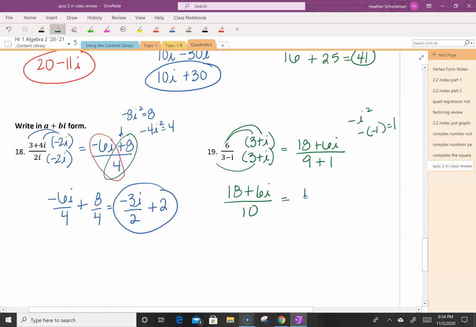Now I can write it into two fractions. 18 over 10 plus 6i over 10. On the first one, it reduces to 9 over 5, and the second one is 3i over 5.